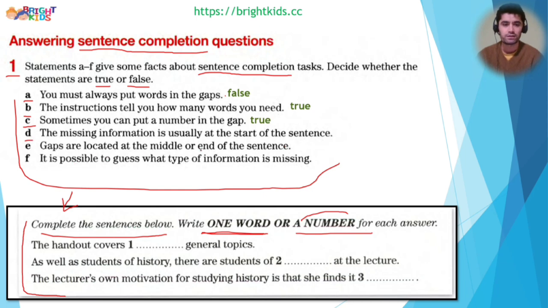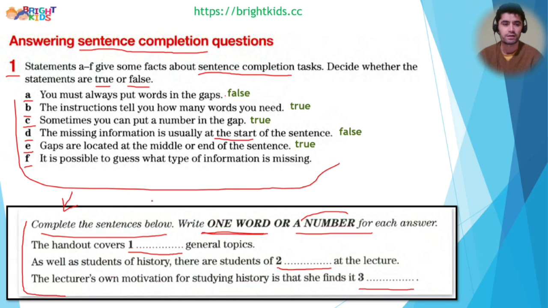D, the missing information is usually at the start of the sentence. Now let's take a look at these questions. Question number 1 is in the middle of the sentence. Number 2 is also in the middle. Number 3 is at the end of the sentence. So it's not always at the start of the sentence, right? So this one is false. Next, E. Gaps are located at the middle or end of the sentence. We have just discussed it, so the answer is true.